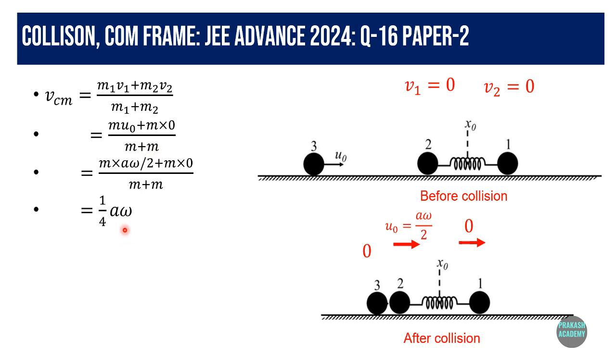this will be a omega by 4. So this means center of mass is moving with a speed of a omega by 4. Now from here I can solve this problem either using the center of mass frame or without using the center of mass frame, that is the absolute ground frame. Center of mass frame makes the problem easy. So let us say this is my center of mass.